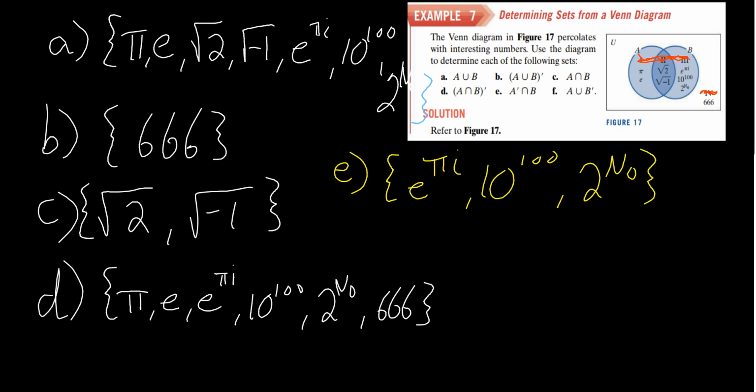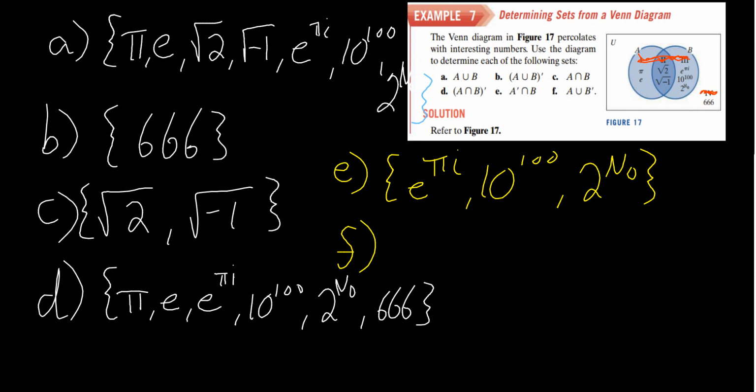Right. And then F, please don't be long. A union B complement. Okay, this is not terrible. So let's go ahead and look at B complement. What is in B complement? Well, the complement is going to be all those values that are not in B. And the elements that are not in B are going to be pi, e, and the square root of 2.